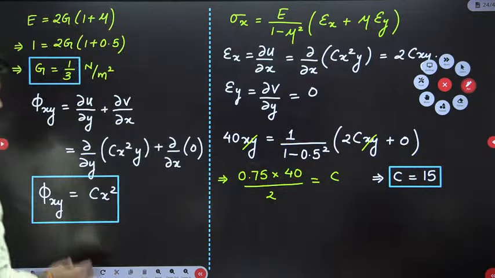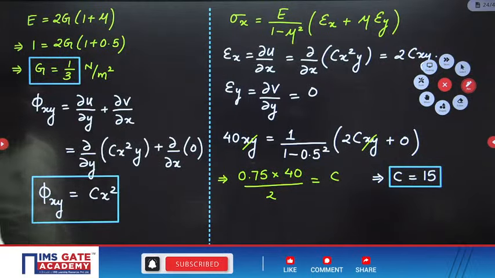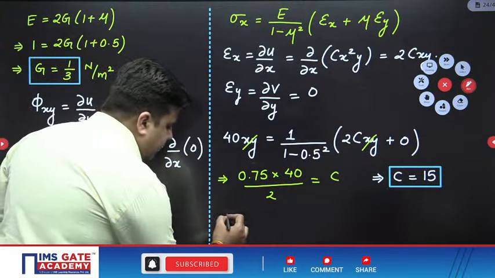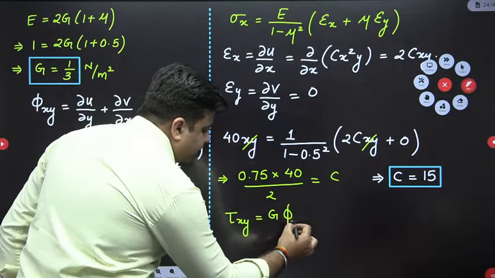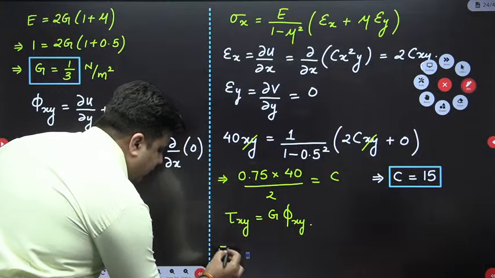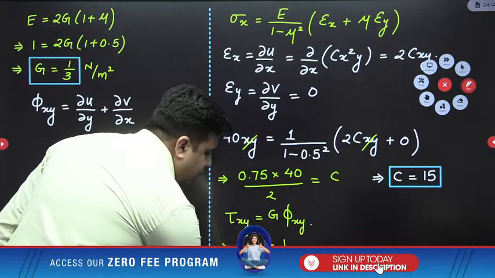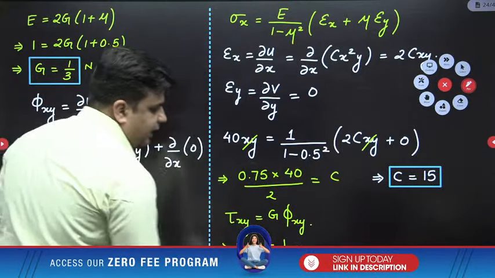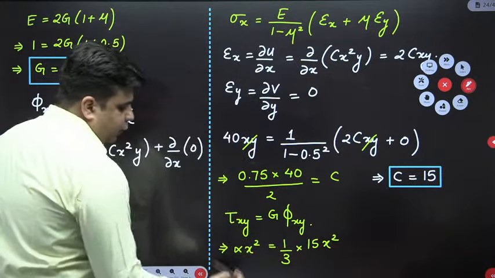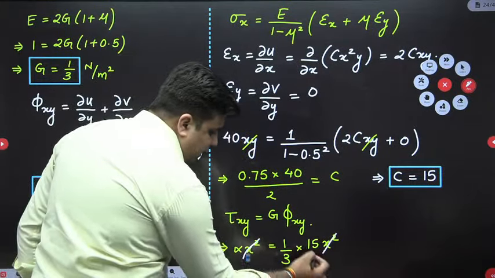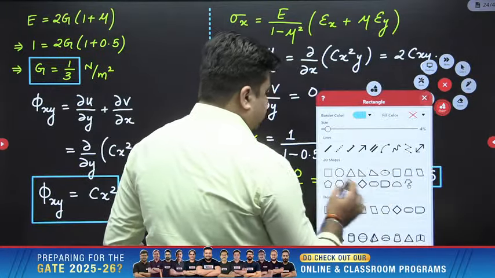Now, sir, I know the value of phi xy, which is Cx square. So I will write down 15 into x square. And I will confidently use this relation that tau xy is equal to G into phi xy. So tau xy is nothing but alpha x square. G is equal to 1 by 3 and phi xy is equal to Cx square, and C is nothing but 15x square, right? So from here, x square and x square will cancel out and the value of alpha will come out as 5. The direct answer for this is 5.